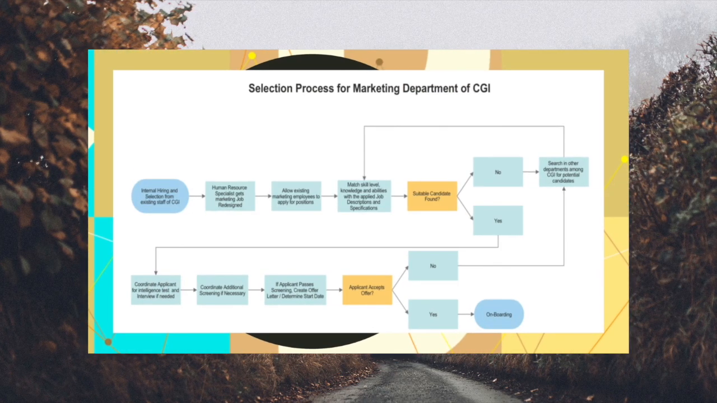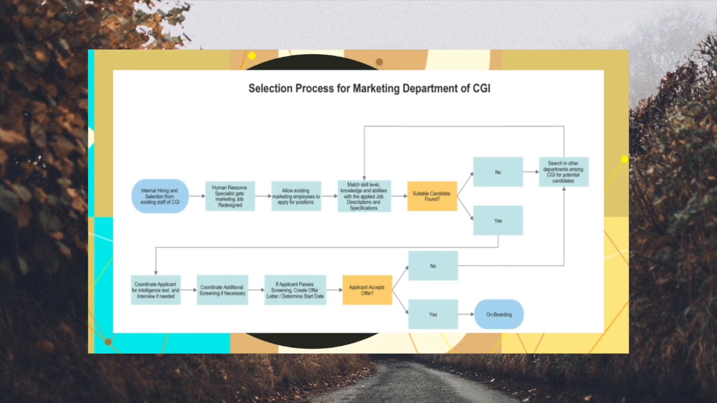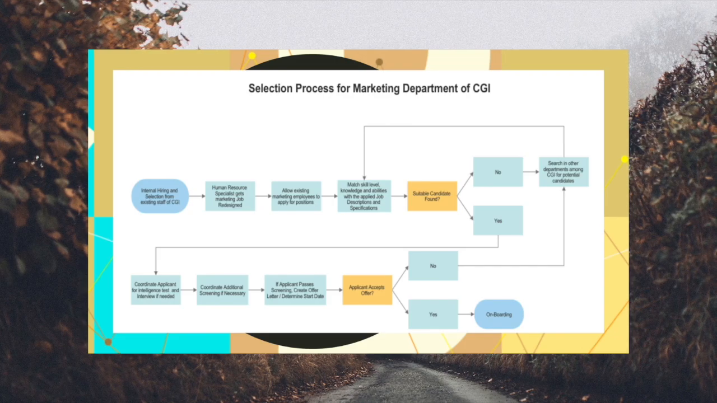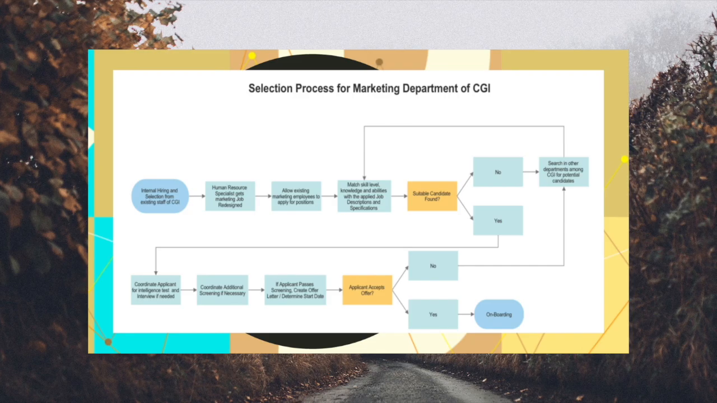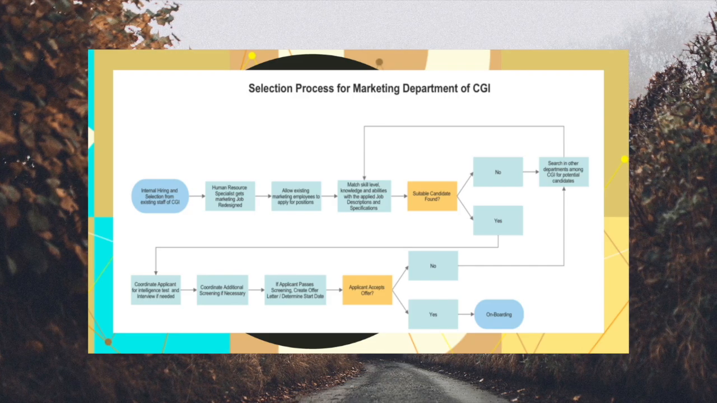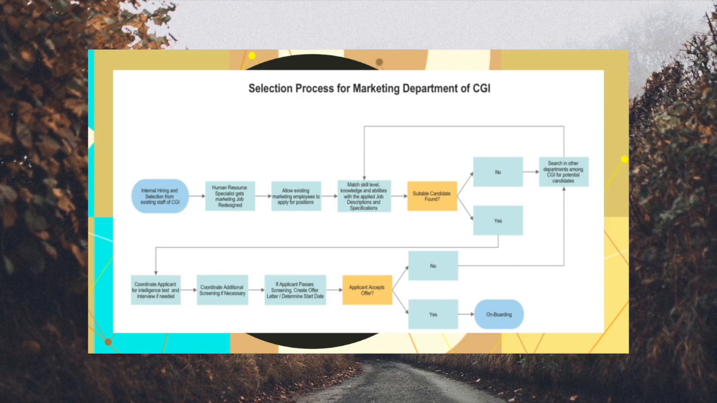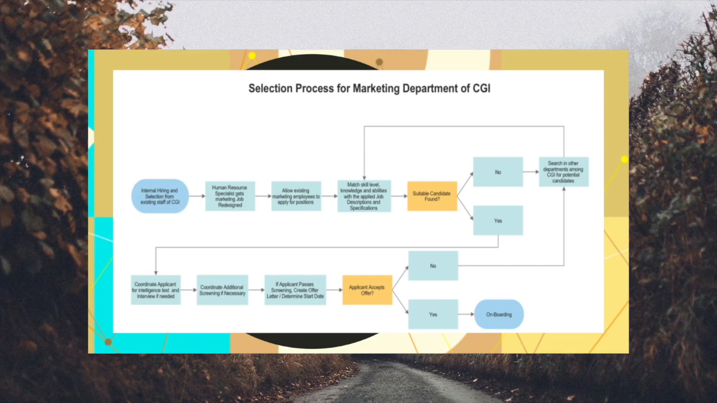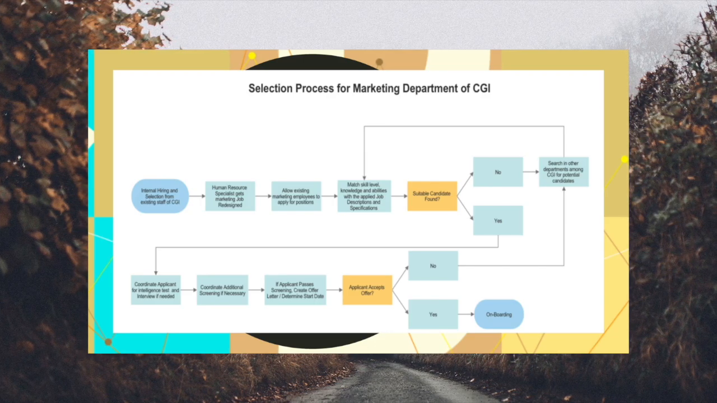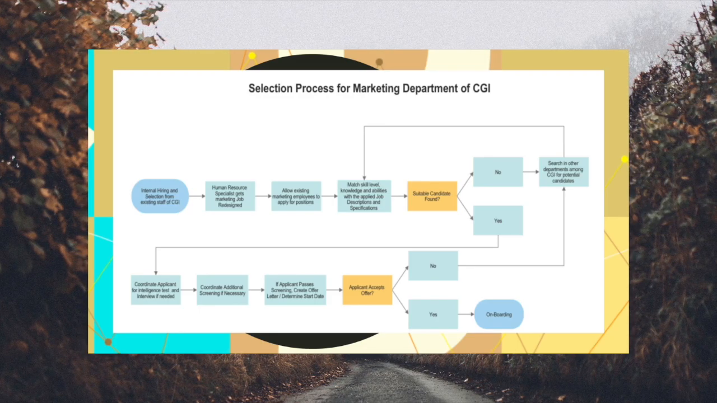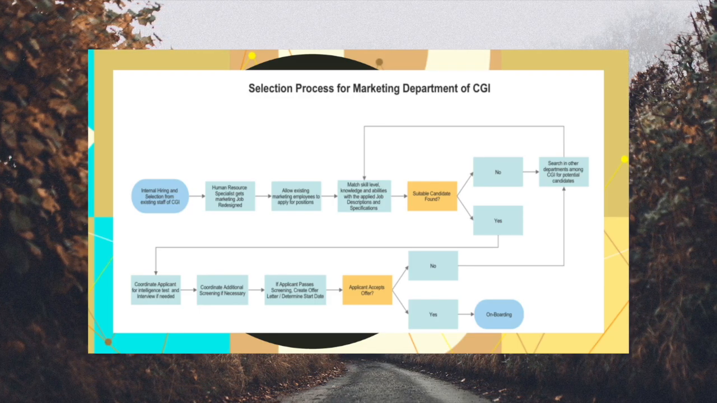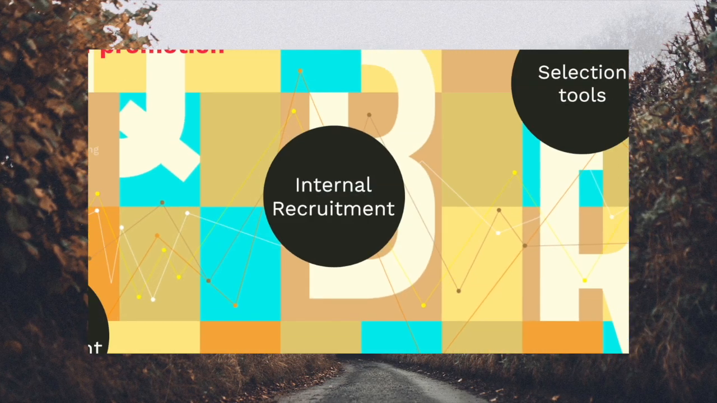Internal recruitment through job posting is to be used for CGI's marketing department. Internal recruitment is recommended as it has many benefits, such as being cost-effective and also helping to strengthen employee engagement. In addition, CGI already has a database on the skills of the existing employees. This can help CGI recruit employees with the specific knowledge, skills, and abilities needed for the job.